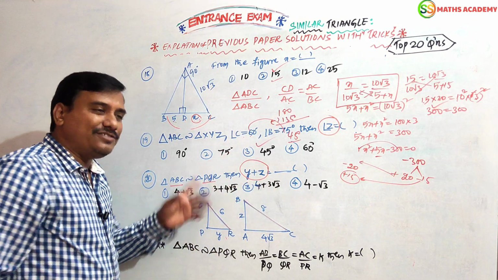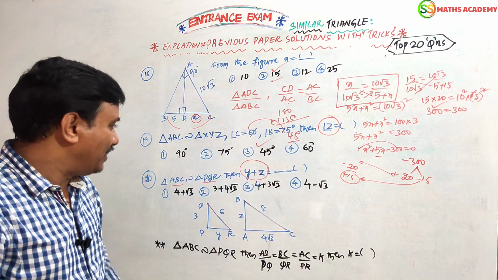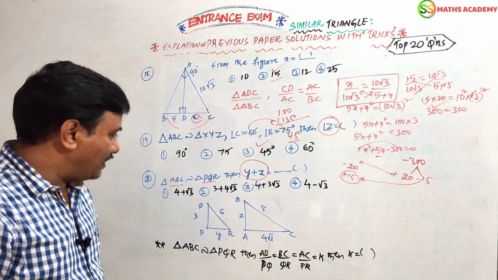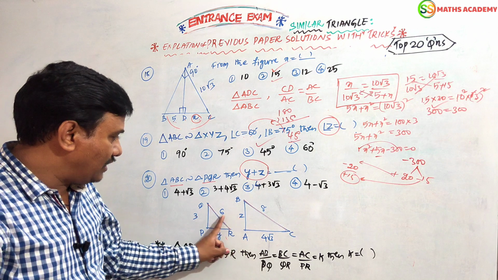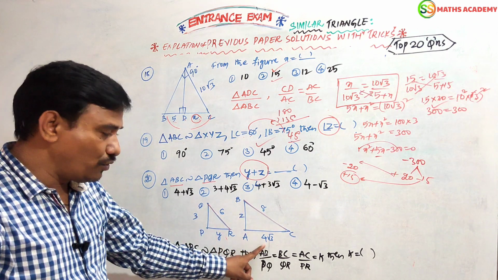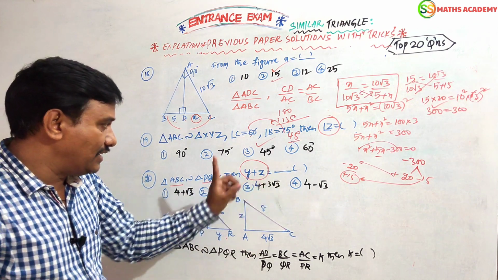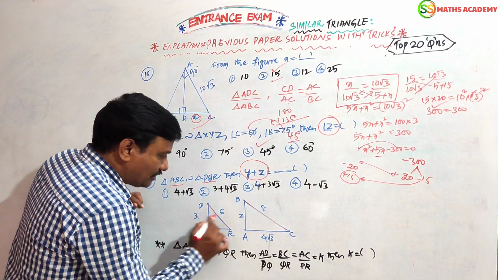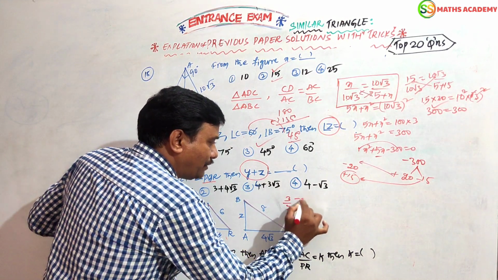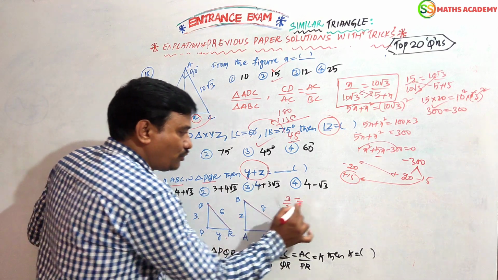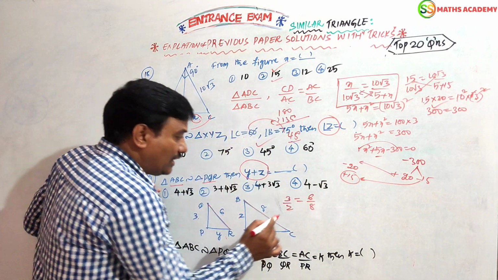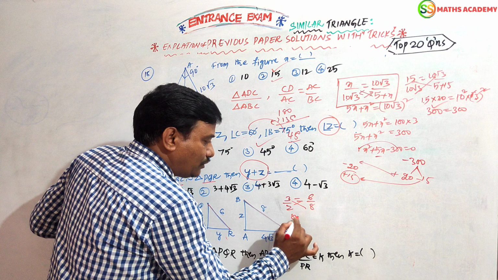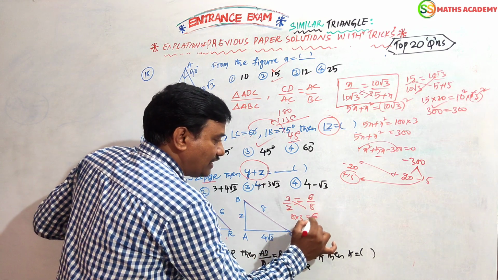Now, triangles ABC and PQR are similar to each other. Find y plus z. This is a very interesting question. Here two triangles are given: 3 to z, 6 to 8, y to 4 root 3. What is asked? y plus z. First you have to find z. 3 by z, comparing side to side, hypotenuse to hypotenuse. Now do the cross multiplication: 8 into 3 is equal to 6 into z.